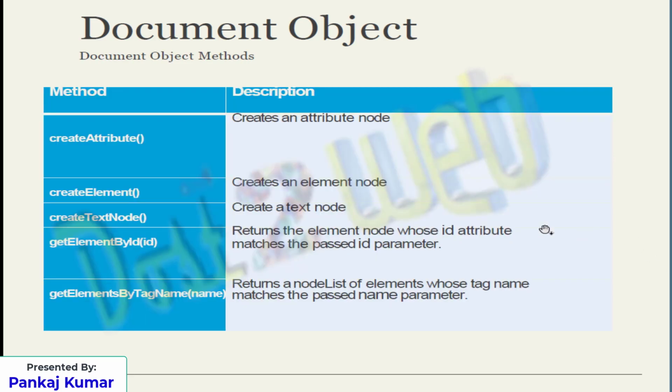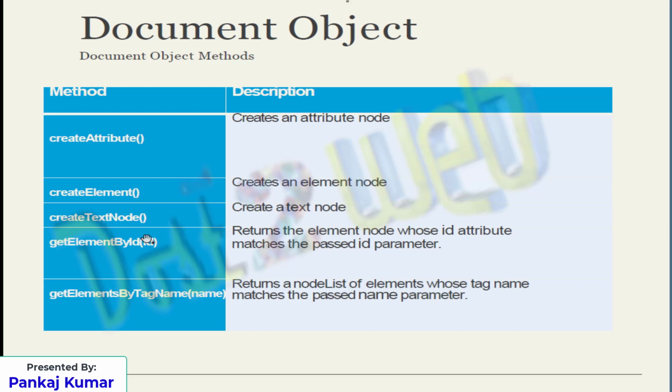Then what are the methods we have? When you have an object, definitely there will be methods. For example, we can create an attribute using the createAttribute method. Remember, HTML is not case sensitive, but JavaScript is case sensitive, so I have to write the method createAttribute exactly. If you want to create an element node, you use createElement. If you want to create a text node, you write createTextNode. You can see here T and N are capital letters.